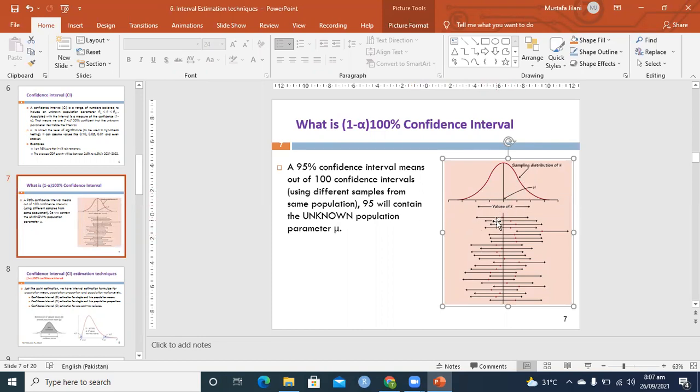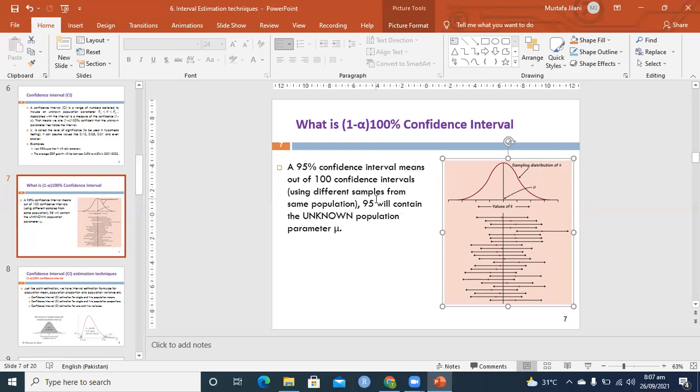This diagram is showing you 20 confidence intervals. Out of 20, only one confidence interval is away from this line. This line represents the unknown population parameter mean. You know that for a normal distribution, the mean value lies in the center. So in the center, we have this vertical line, and except one, all 19 of the 20 are crossing this line. That means these confidence intervals contain the unknown population parameter mu. So if it is 1 in 20, that means 5 in 100.